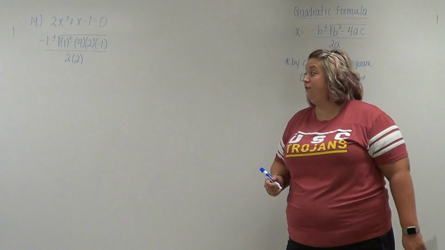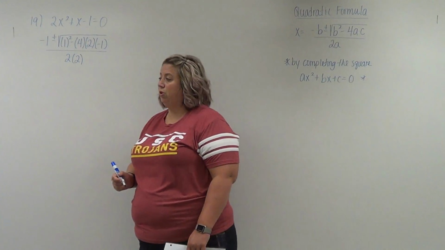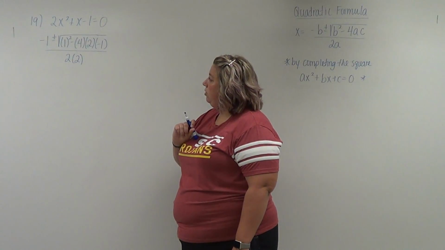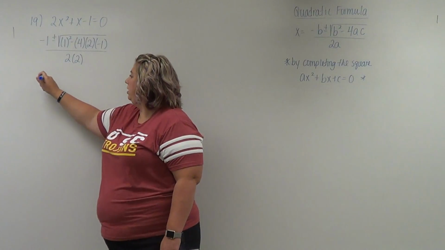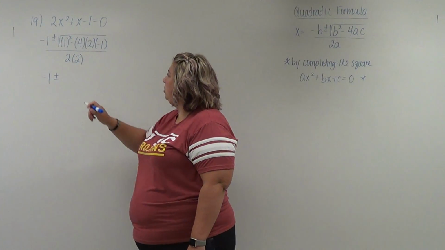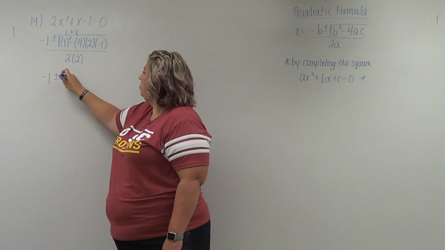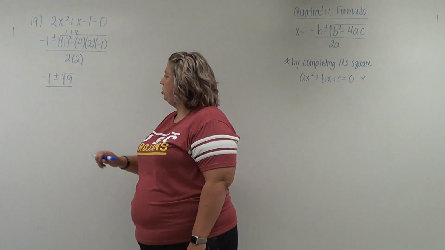Okay, I'm assuming you're pretty familiar with quadratic formula because I know you used it a lot in Algebra 1. We did it in Algebra 2 as well. So then you go to simplify. So inside the square root I have 1 plus 8. So that would give me a square root of 9 over 2 times 2 is 4.